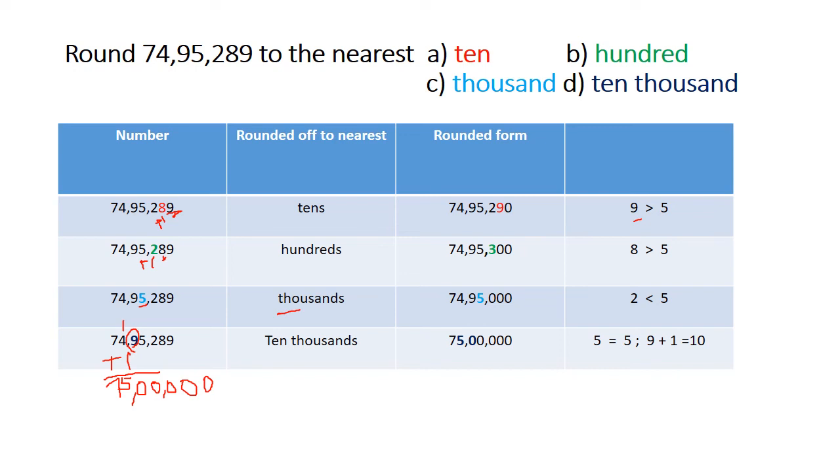Add 1 at the 10,000s place. Now 9 plus 1, 10. Here it will become 0, and 1 carries over. 1 plus 4, 5. Now it is 7. Now what do you have to do? Make the remaining 3 digits 0, 0. Did you get the new number? 75. Insert the commas. 75 lakhs it is. 4 digits you have to write 0, right?